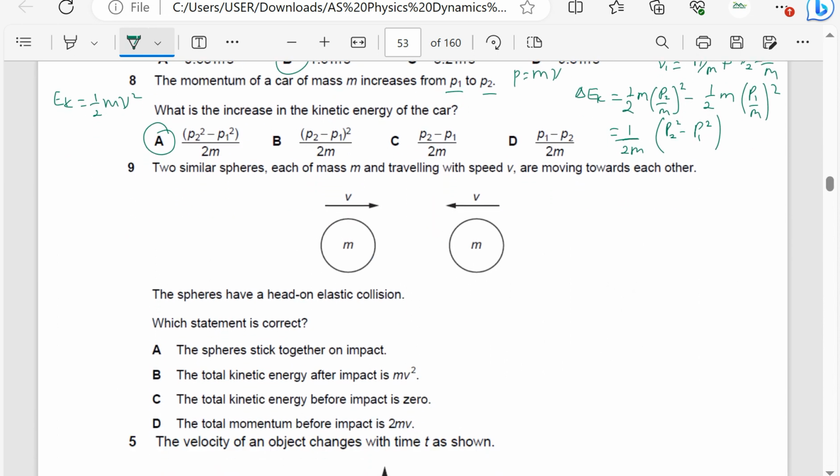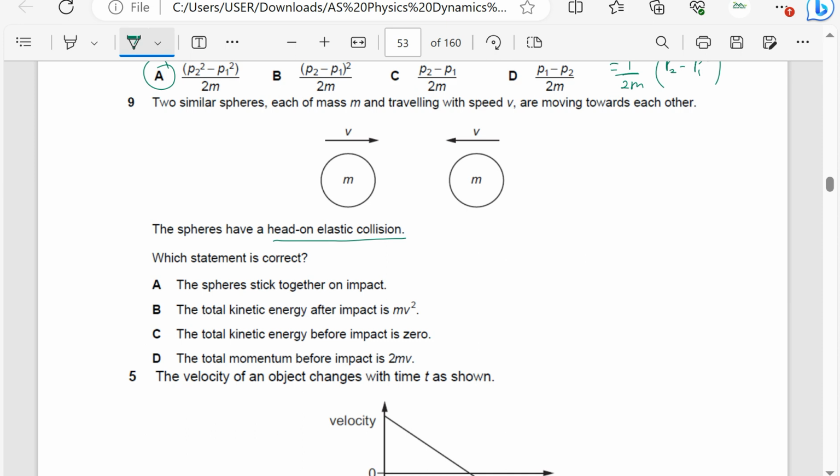Two spheres, each with mass m and traveling with speed v, are moving towards each other. The spheres have a head-on elastic collision. Elastic: the relative speed of approach should be equal to the relative speed of separation, and kinetic energy must be conserved. Which statement is correct? The spheres stick together on impact. That means kinetic energy is not conserved because the speed after collision will be 0. That is out.